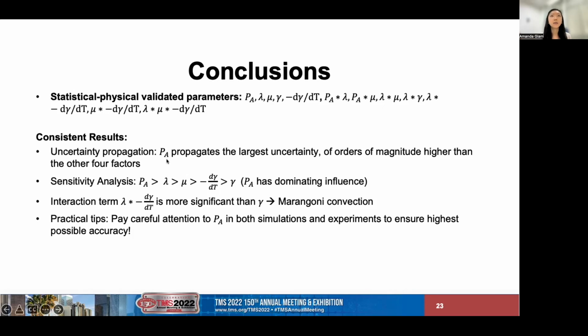So laser power absorption propagates the most uncertainty and is also the most sensitive variable that has dominating influence over the rest. And the interaction term between the thermal conductivity and surface tension temperature sensitivity is even more significant than the surface tension coefficient itself. So the practical guidance is to pay careful attention to laser power absorption in both simulations as well as experiments to ensure highest possible accuracy.